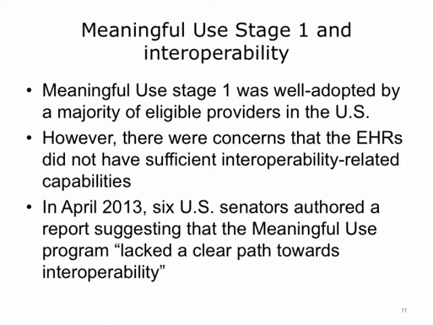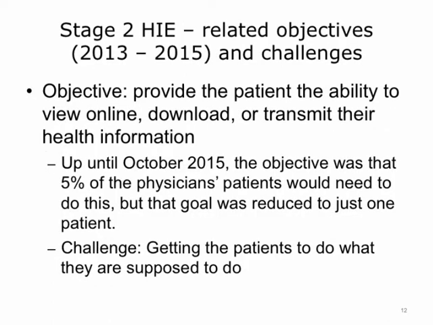In 2013, 6 United States senators authored a report suggesting that the meaningful use, quote, lacked a clear path towards interoperability, unquote. In Stage 2 of meaningful use, there were additional health information exchange-related objectives that were intended to further interoperability. One objective was that the patient had the ability to either view online, download, or transmit their health information. This was an objective that was created for the Stage 2 of meaningful use.